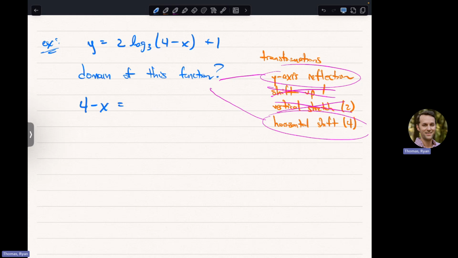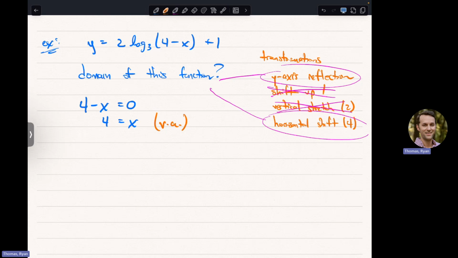Set 4 minus x equal to 0, which means that x is equal to 4. And then what? So 4 is important then, right? What happens at 4? That's where that vertical asymptote is. Logs have a vertical asymptote. For this one, it's at x equals 4. Okay, so what ended up happening is that things shifted to the right then, right? Because it used to be at 0, now it's at 4.